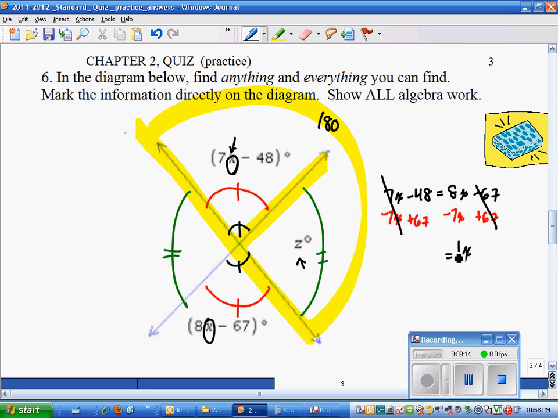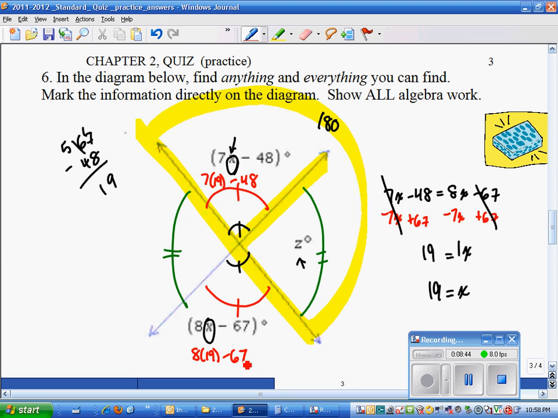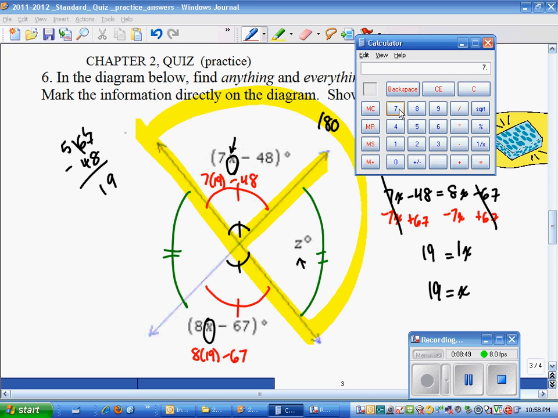So x equals 19. Now, you want to take that and plug it in, and we'll see if that actually works. So we're going to plug in 19 here: 7 times 19 minus 48, and 8 times 19 minus 67. So 7 times 19, and we're going to go minus 48, and we get 85, so I'm going to make this 85 degrees.